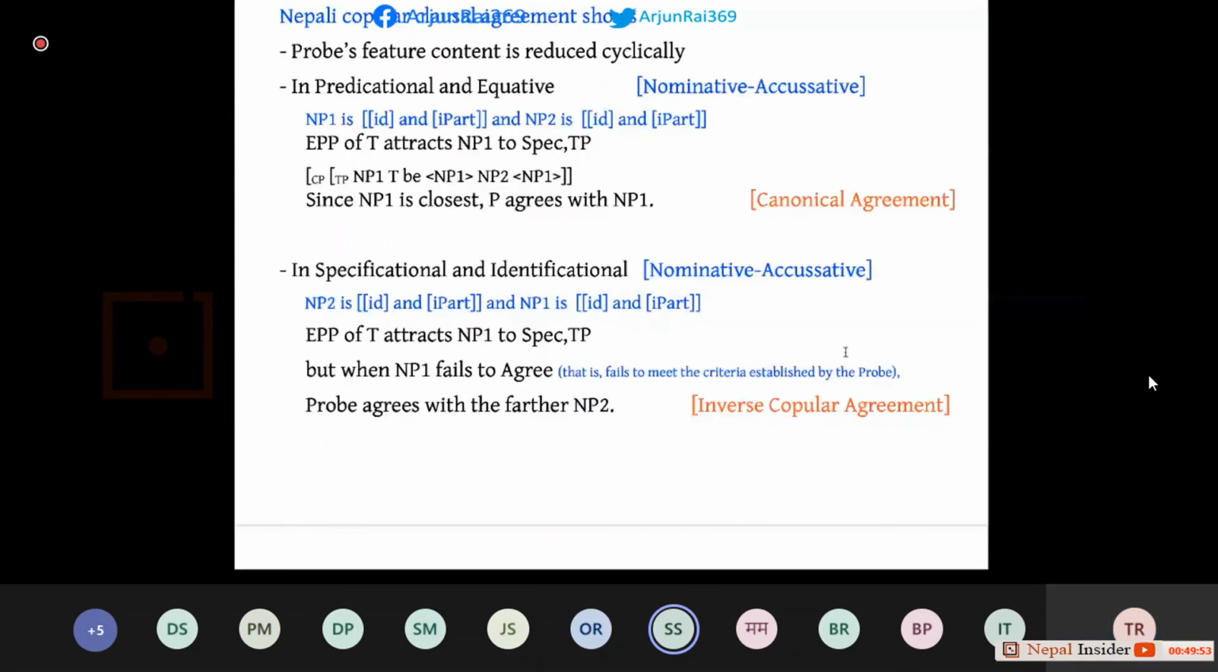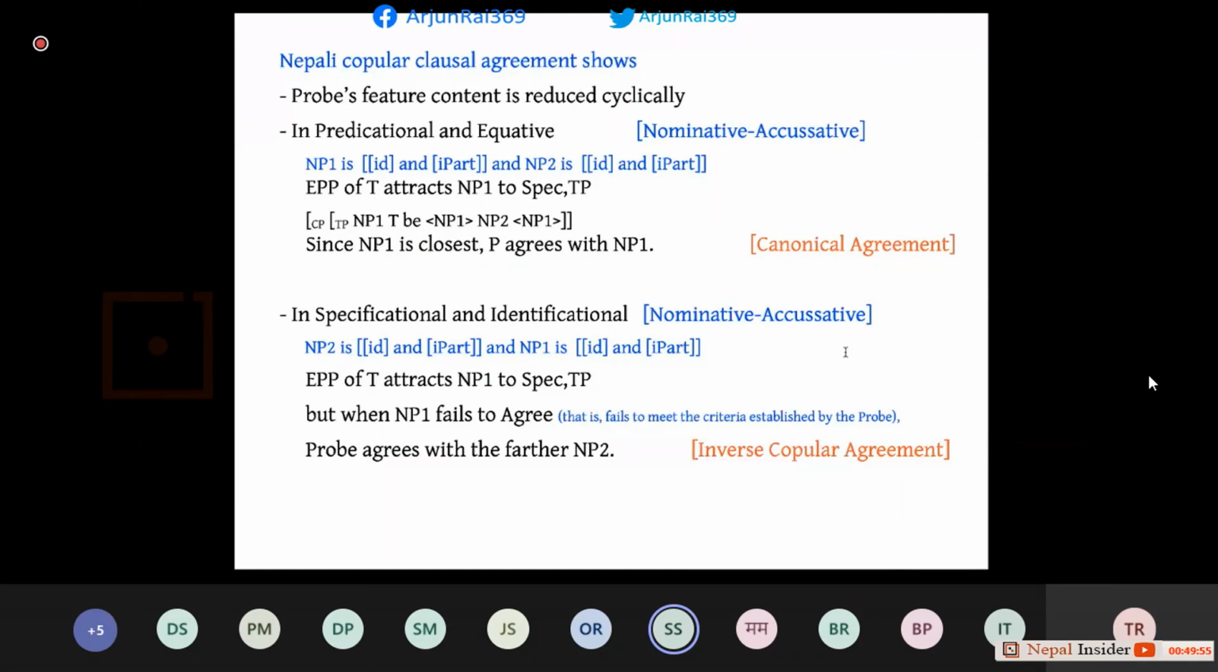Whereas in specificational and identificational, which are also in nominative accusative, and you do have similar features, NP2 is there, and similarly the EPP of T attracts NP1 to spec TP. It moves to spec TP.